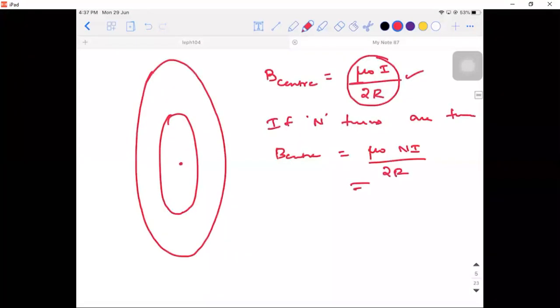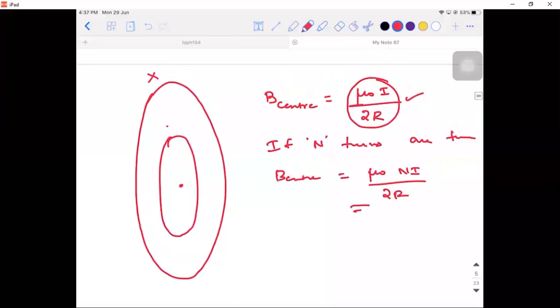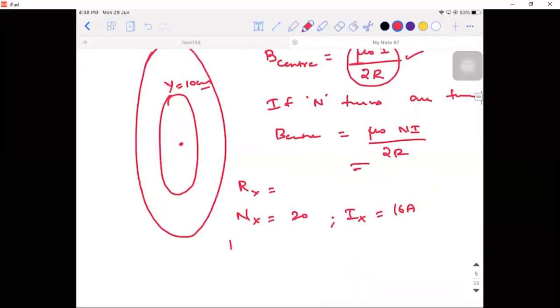Two concentric circular coils X and Y of radius 16 centimeter and 10 centimeter respectively. X is of radius 16 centimeter, Y is equal to 10 centimeter. Okay. Next. Lie in the same vertical plane containing the north to south direction. Coil X has 20 turns and carries a current of 16 amperes. And coil Y has 25 turns and carries a current of 18 amperes.